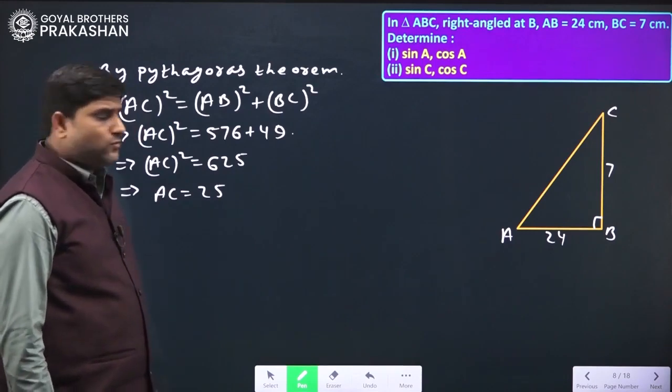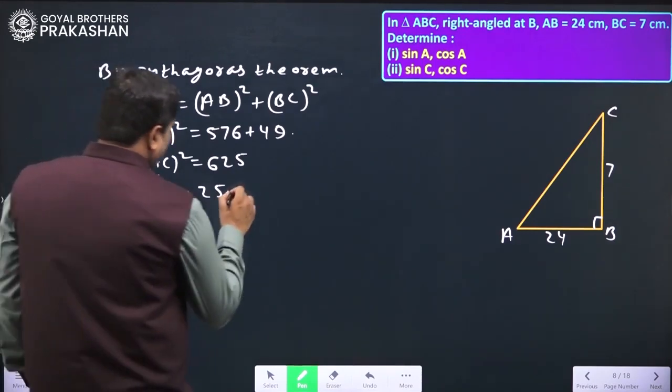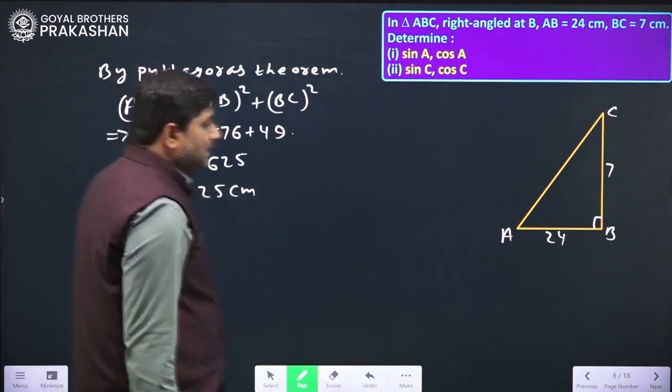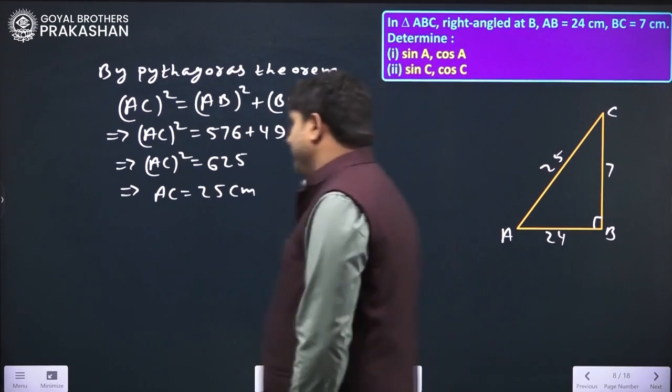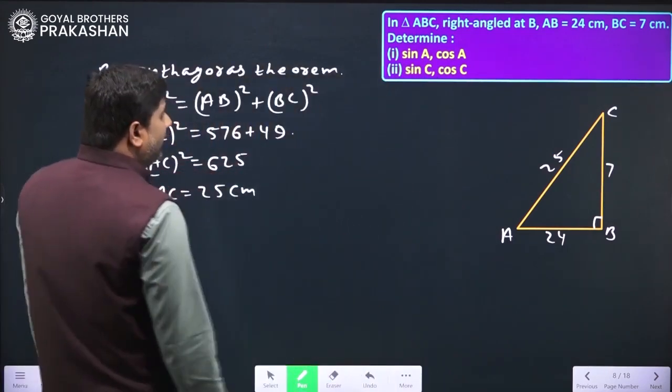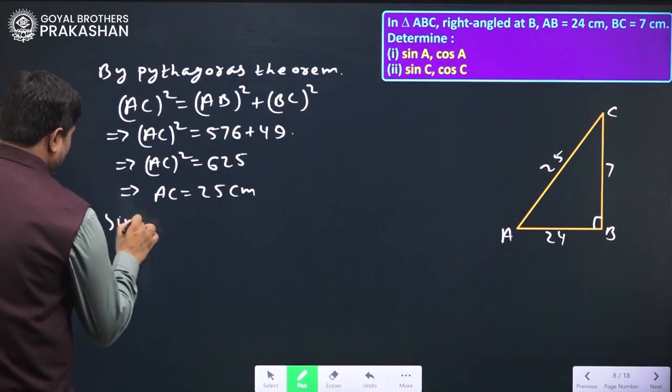AC cannot be negative, so we will just take 25. So now value of AC we have is 25 centimeter. We can write here in place of AC it is 25. Now what we have to find? First we have to find sin A, cos A.